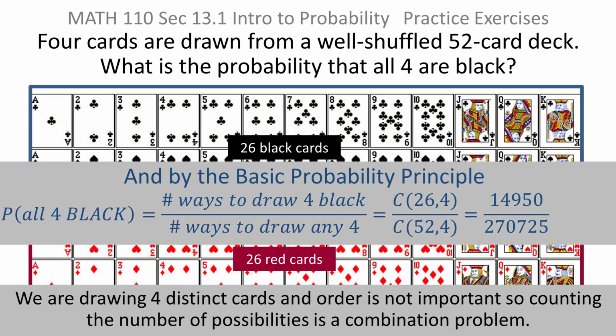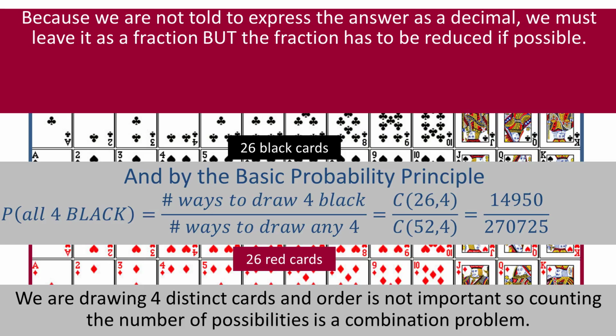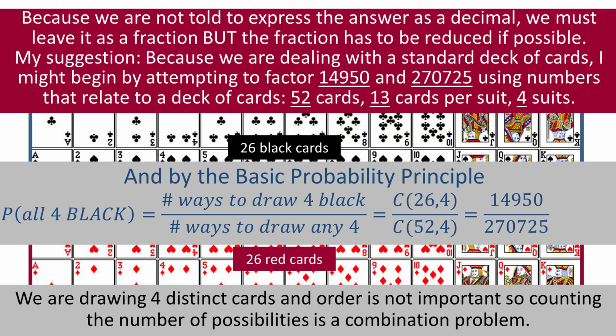So no matter how tedious it is, you need to spend some time making sure you can do this. And here's my strategy. I know that they want us to reduce this fraction, but those are really big numbers. Here's my suggestion. We're dealing with a standard deck of cards, so when I'm looking for common factors of these really, really big numbers, I usually start off with numbers that relate to a deck of cards.